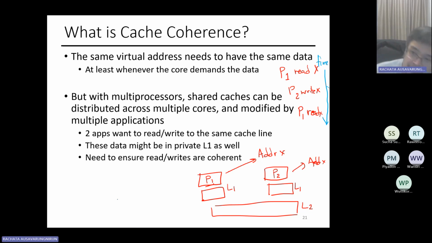When processor 1 says, I want to read X, L1 will have the data X. Let's say this is address X, and let's assume that currently the value of X is 5, and I want to write 10 to it. So processor 1 will have the value 5 here, and the L2 cache is going to have value 5 here. Then processor 2 comes in and says, I want to write to X. I first bring the same address X into the L1 of processor 2. I write to it, so the value is 10. Now, processor 1 comes back and says, I want to read X. Is that a hit in the L1 cache?